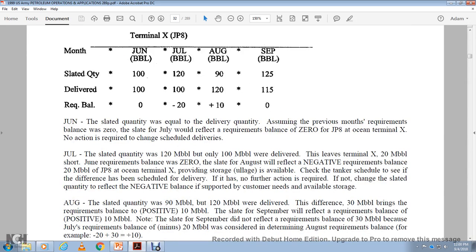For June, the slate quantity will equal the delivered quantity, assuming the 3 months of the requirements of the balance of the year of the slate of July, but would reflect the requirements of zero of the JPA with the Ocean Terminal X, with no action required with the change of the scheduled deliveries.